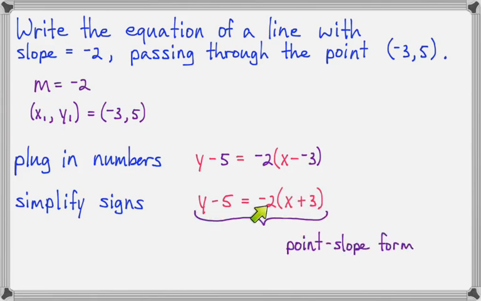Notice I did not distribute here. It's tempting because it's easy to do, but no. If you want to write the equation of the line in point-slope form, then don't distribute, because you want to leave it so that you can still see the point and you can still see the slope. If you distribute, you won't be able to see the point anymore. So that's called the point-slope form.